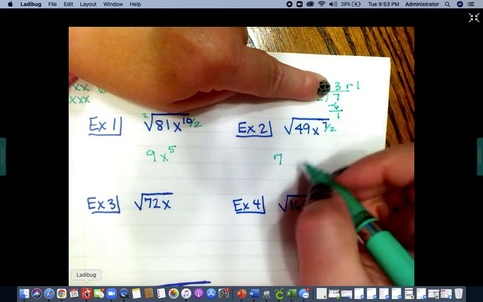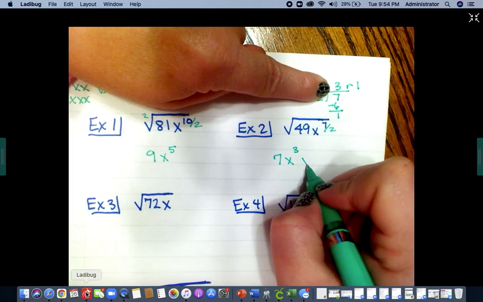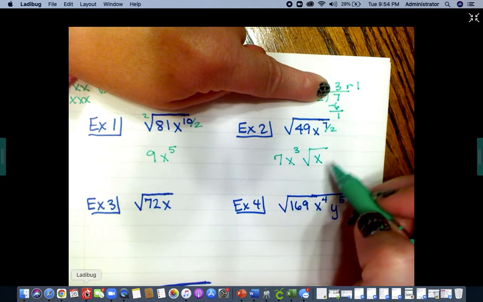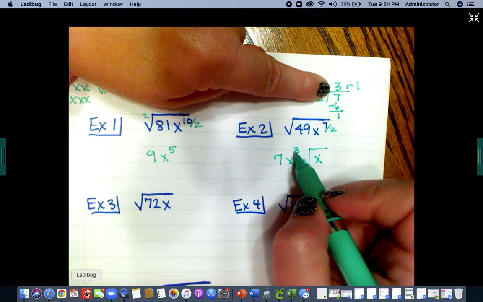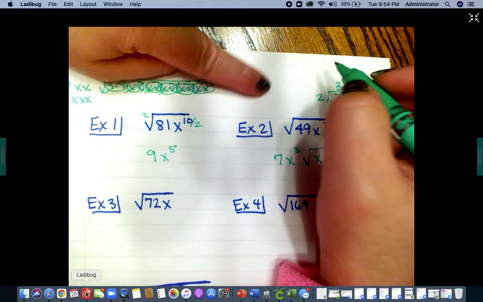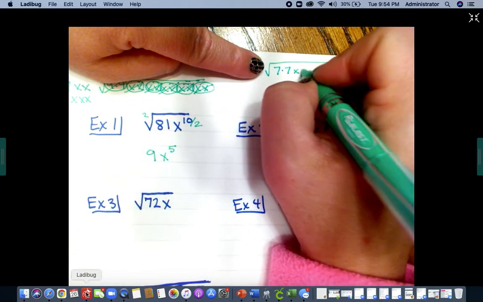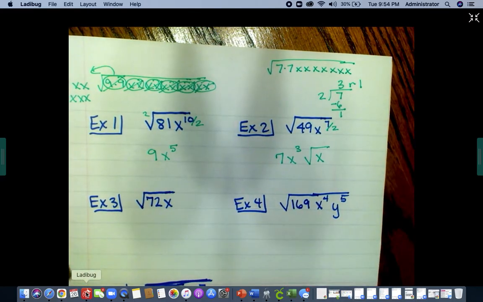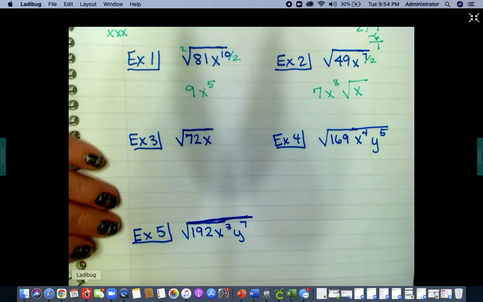So that means I formed 3 pairs and had 1 x left over, and that remaining x has to go under the radical. So my answer would be 7x cubed times the square root of x. If you need to expand this out, 7 times 7 and 1, 2, 3, 4, 5, 6, 7. In order to do that, then you can go ahead. Okay, I'm not going to keep doing that though.